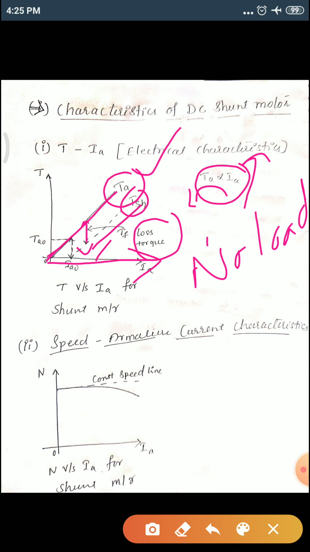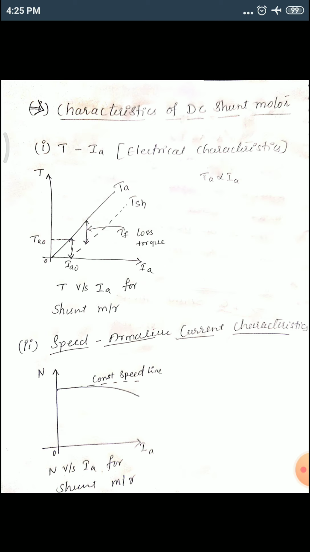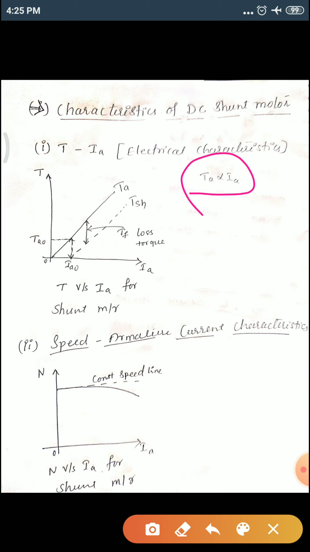This is the first characteristic of DC shunt motor, the torque and armature current characteristics. As you know, the relationship between these two for a DC shunt motor is that TA is proportional to IA. If the load increases, then load current or armature current also starts increasing. When this increases linearly, your TA also increases. Therefore, if the current starts increasing, torque also increases. So this is about the first characteristic.